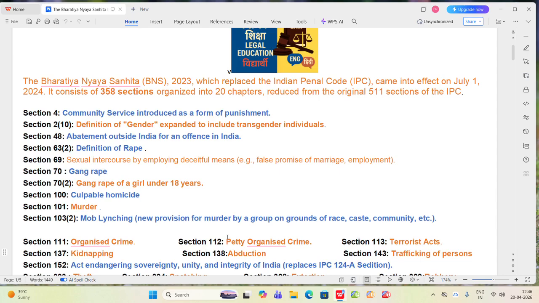Now Section 100, culpable homicide. Section 101, murder. Section 103(2), mob lynching. New provision for murder by a group on grounds of race, caste, community. This has been added in BNS, Bharatiya Nyaya Sanhita.